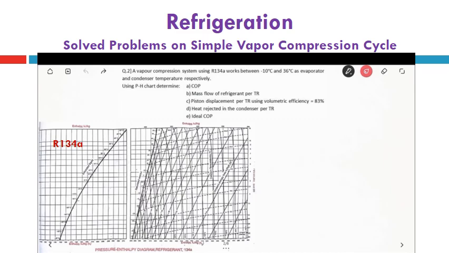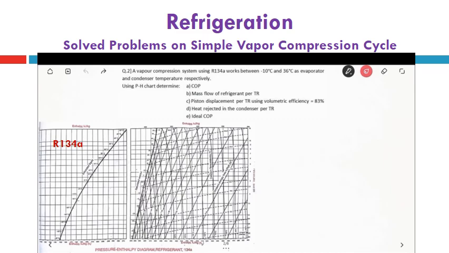Problem number 2. A vapor compression system using R134A works between minus 10 degrees Celsius and 36 degrees Celsius as evaporator and condenser temperatures respectively. Using the pH diagram, determine: A, COP; B, mass flow rate of refrigerant per ton; C, piston displacement per ton using volumetric efficiency equal to 83%; D, heat rejected in the condenser per ton; E, ideal COP.